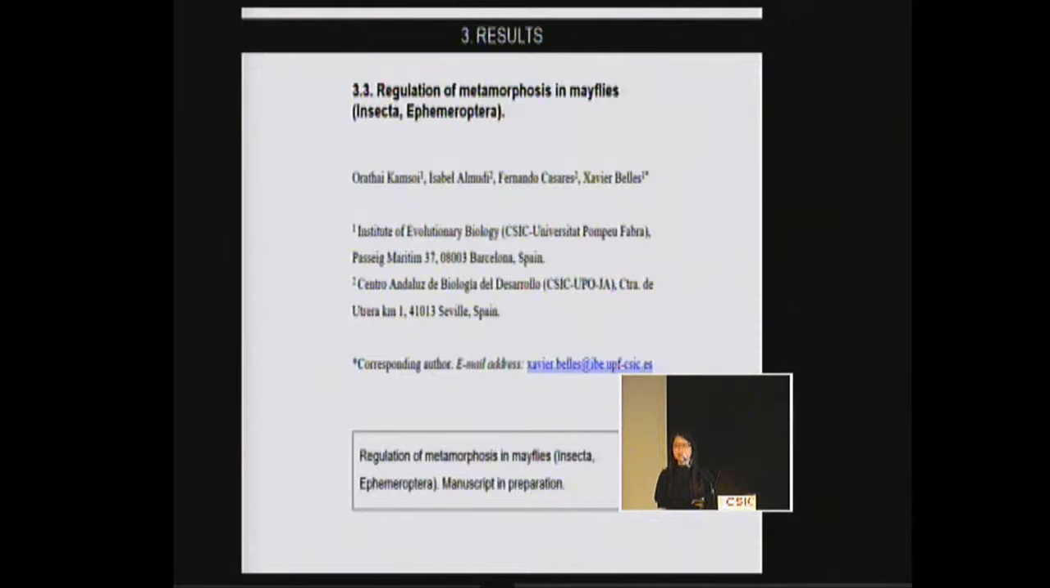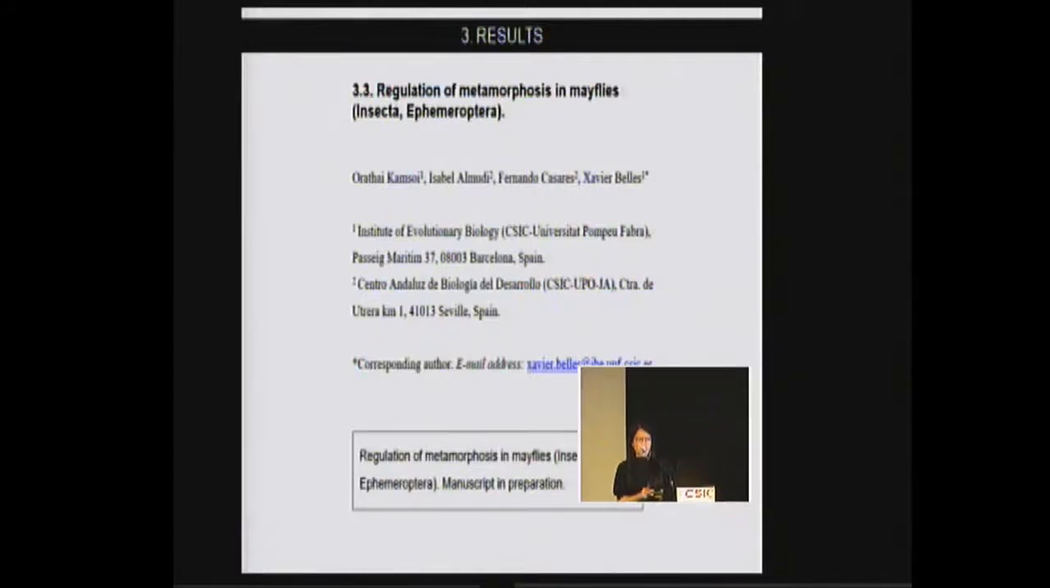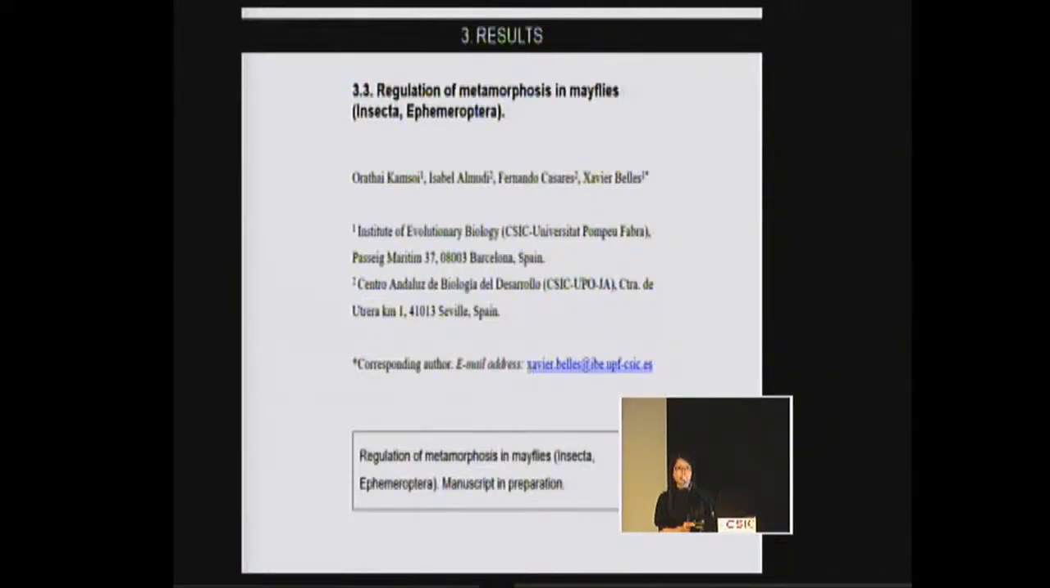Next, I cannot stop now because I think I'm running out of time, so I will continue until the last section. So the third section of the results is the regulation of metamorphosis in the mayfly, Cloeon dipterum. In this section, we are preparing the manuscript for publication.